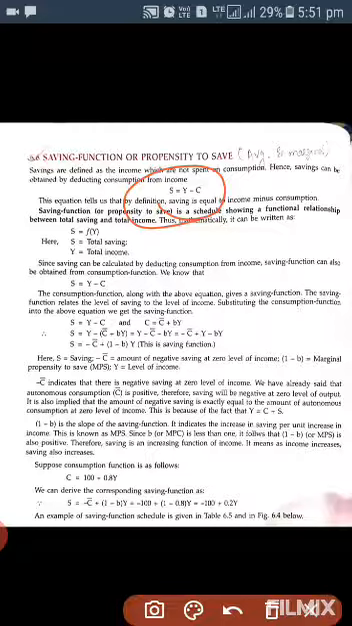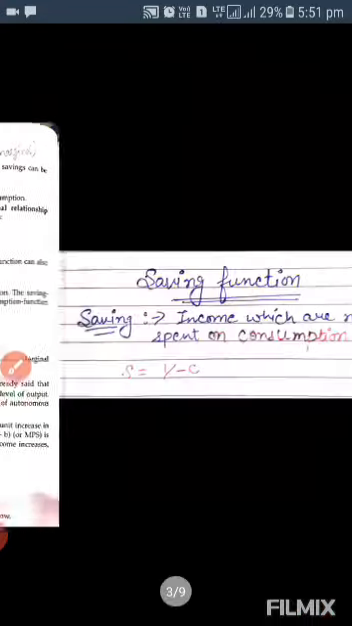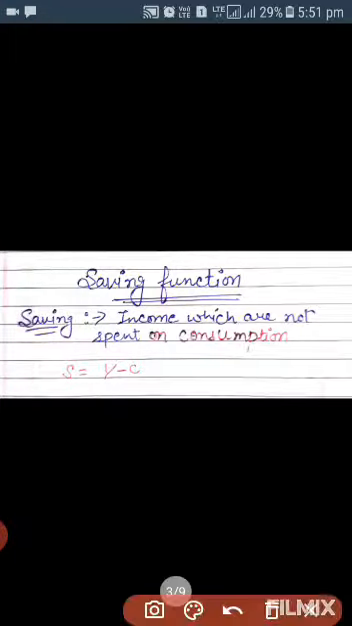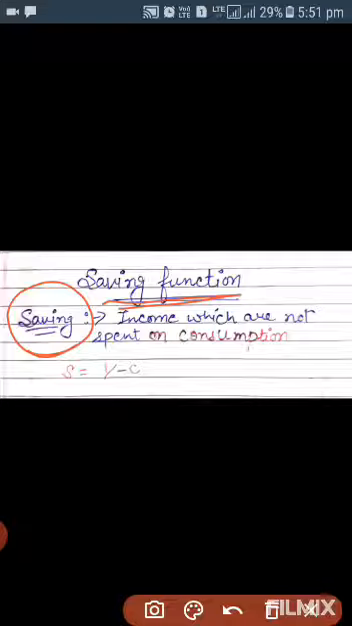Now let's see that the saving function is a functional relationship. How? First we would like to explain the meaning of saving. Income which is not spent on consumption means income which is saved. That is why we arrived at the equation: saving is equal to income minus consumption.